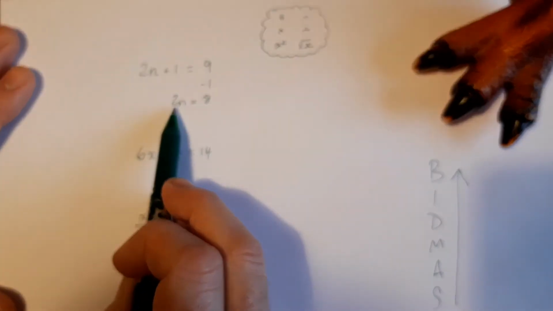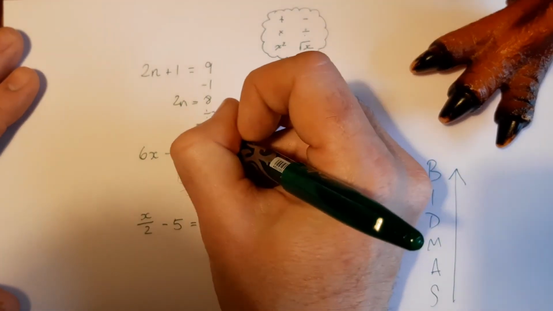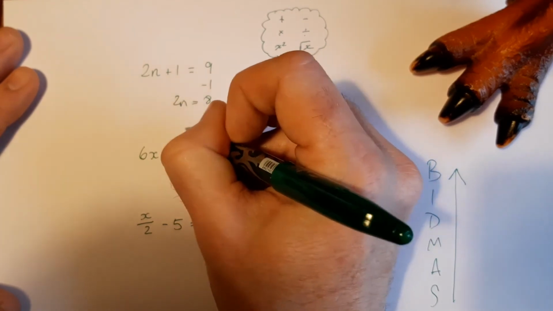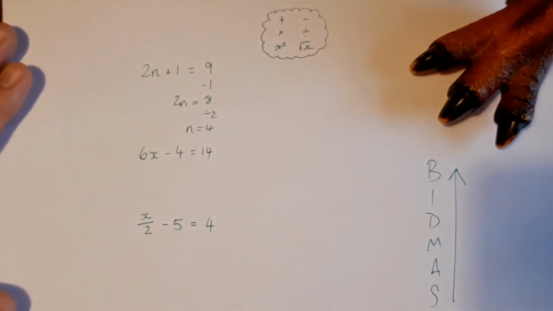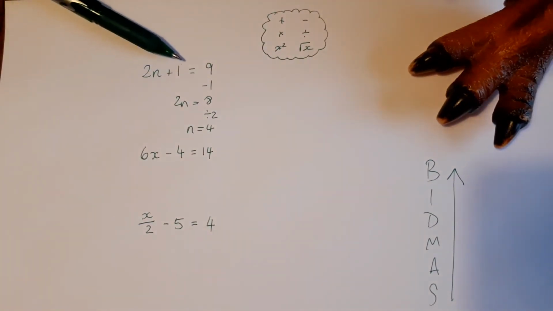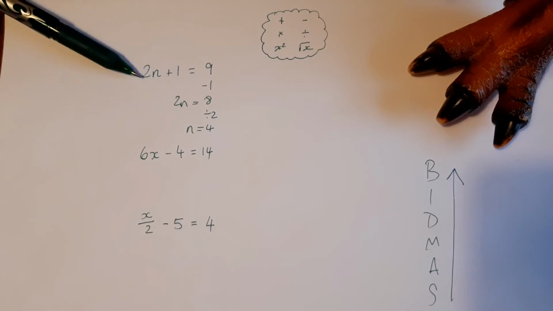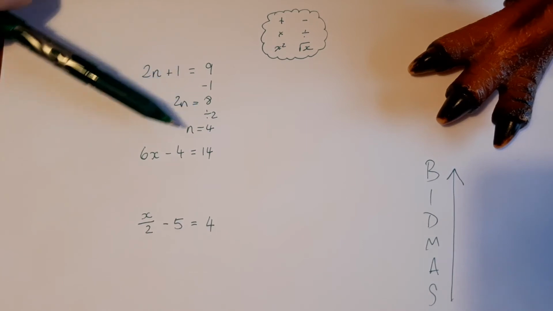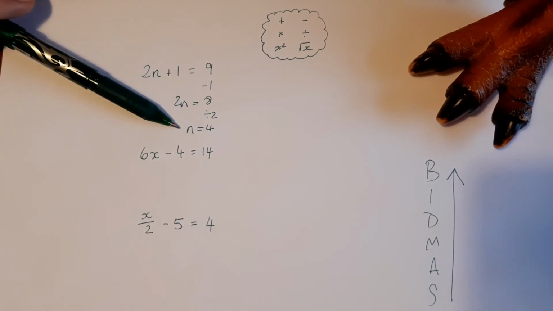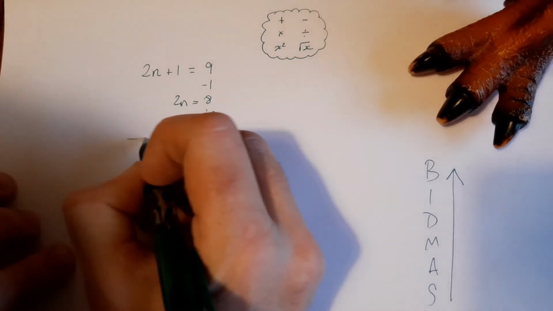The opposite of times by 2 is divide by 2. 8 divided by 2 is 4, so n is 4. Because as you work backwards and reverse these things, you're effectively removing them. So the plus 1 was removed when we did a take 1. The times 2 was removed when we divided by 2, and we're left with just n equals, which is exactly what we want. Next one.